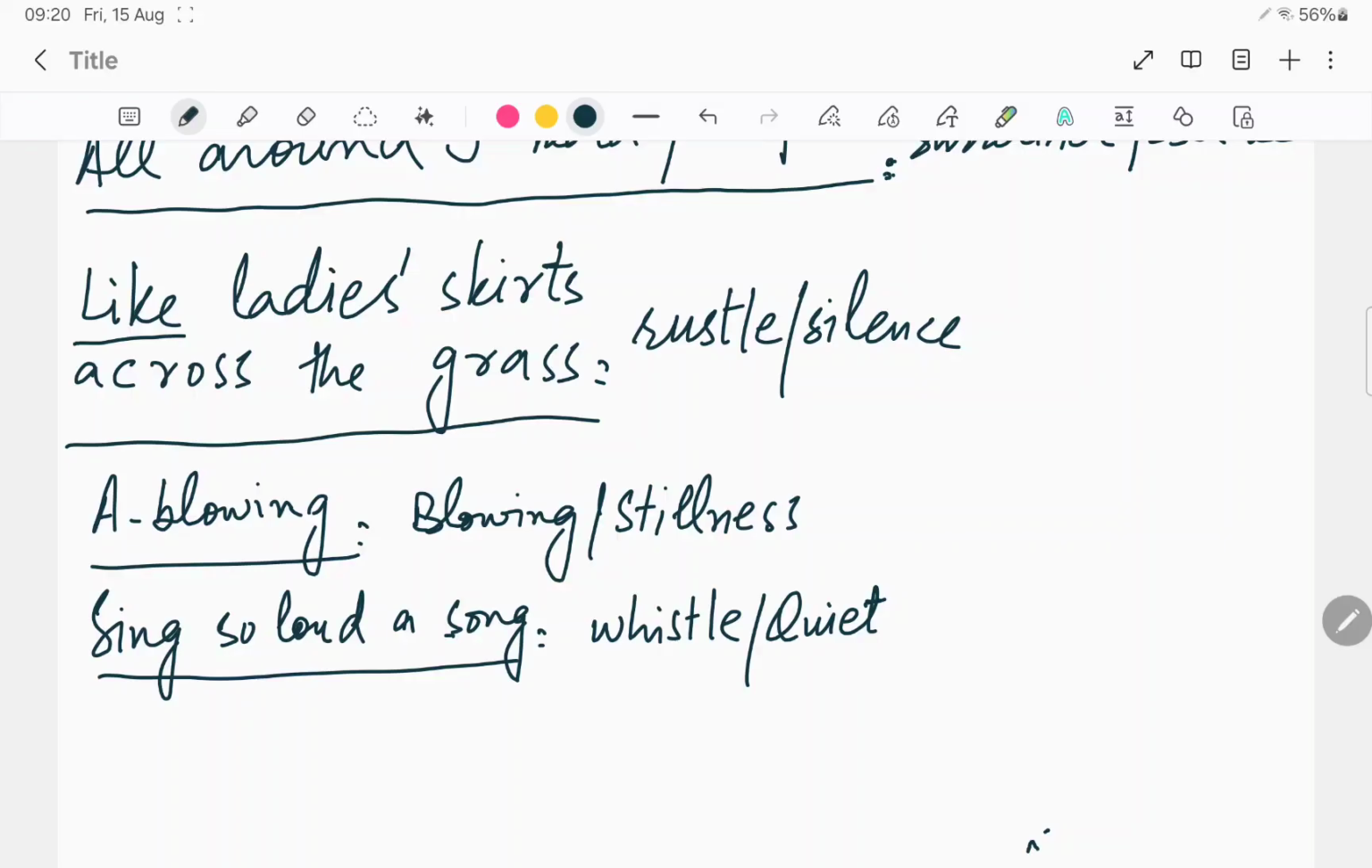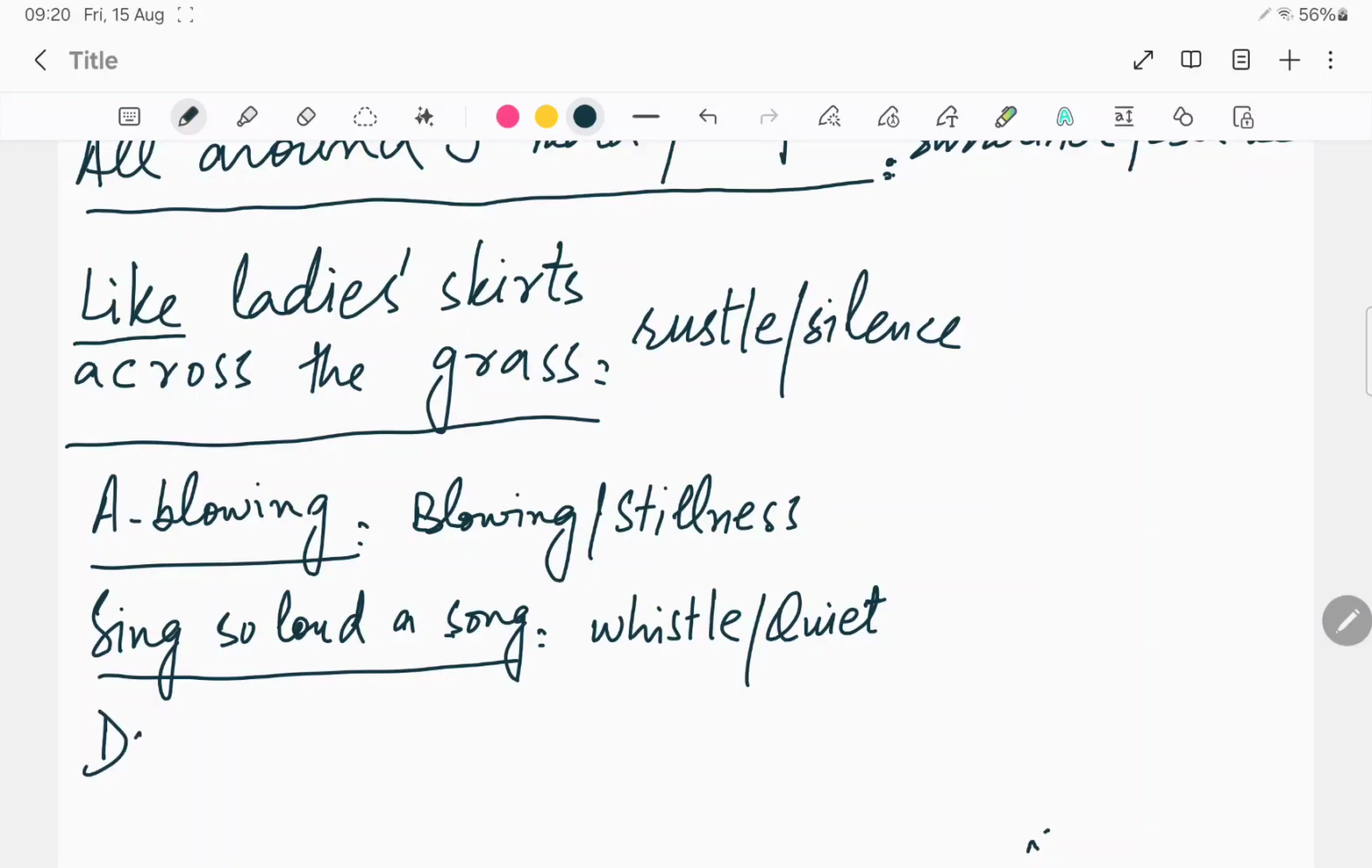So how can we use this word in a sentence? The wind sings so loud a song in, say, the mountains or in the empty fields. So you can use this word in your sentence like that.